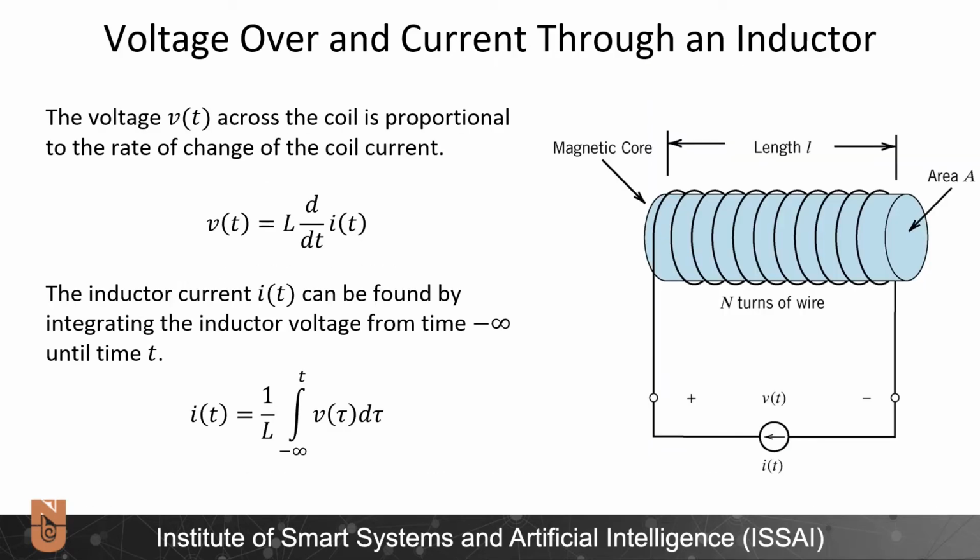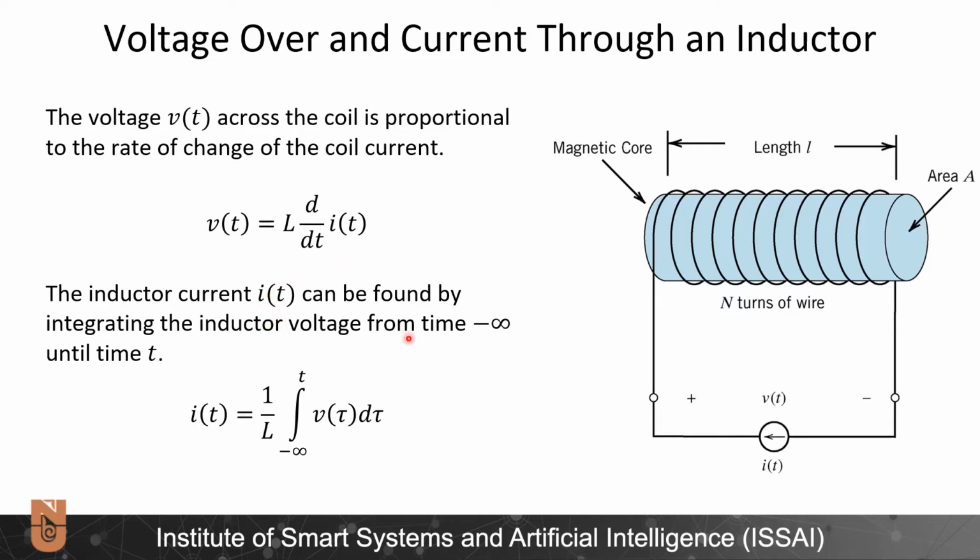The voltage V across the coil or inductor is proportional to the rate of change of the coil current, and it is given with this mathematical relationship. V is equal to L di over dt. So for resistors, inductors, and capacitances, you need to memorize these relationships for solving circuits.